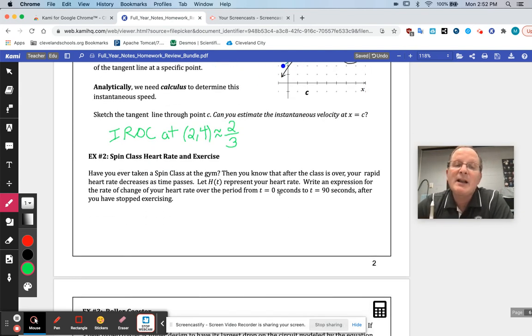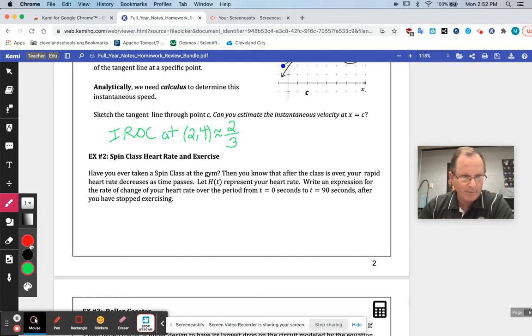Have you ever taken a spin class at the gym? Then you know that after the class is over, your heart rate decreases as time passes. Let H of T represent your heart rate. Write an expression for the rate of change of your heart rate over the period T equals 0 to T equals 90. All right, so they're telling us to use H.